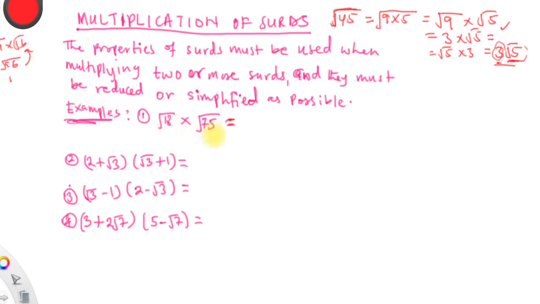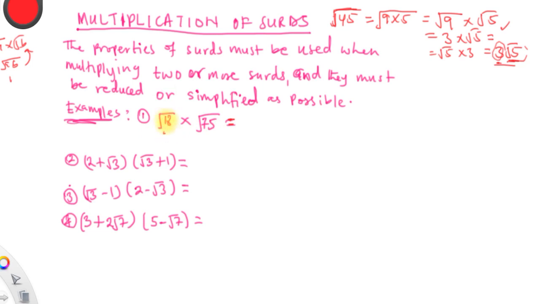So we are given this. Square root of 18 is not reduced. Why? Because there is a perfect square which is a factor of 18. In the same way, square root of 75 is also not reduced, because there is a perfect square which is a factor of 75. So how do you reduce square root of 18?